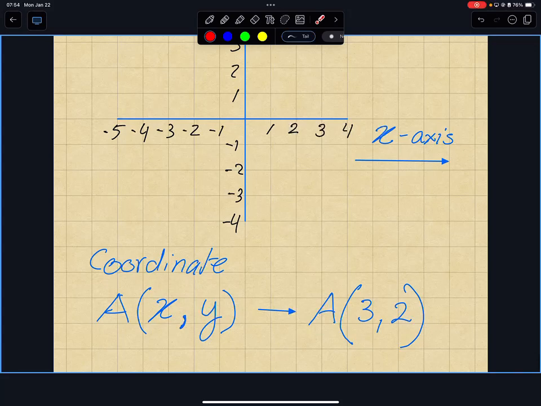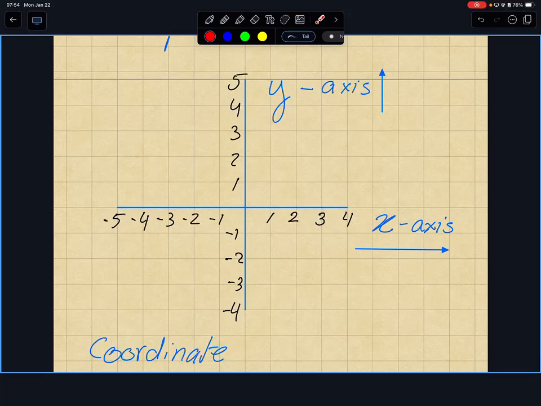So the coordinate A, 3, 2, that's how you would say it, 3, 2, is 1, 2, 3, and then 1, 2. Here it is. The coordinate of A is precisely here. Extremely easy. The second easiest chapter in the book, after chapter 12.